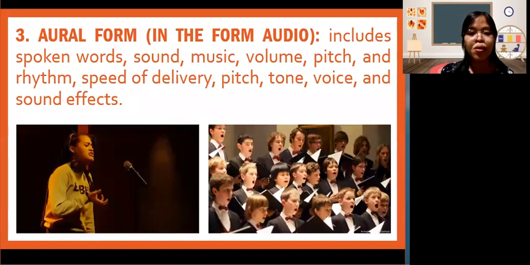So those are visual form. Number 3, oral form or in the form of audio. This includes spoken words, sound, music, volume, pitch, and rhythm, speed of delivery, tone, voice, and sound effects. That is oral or audio.